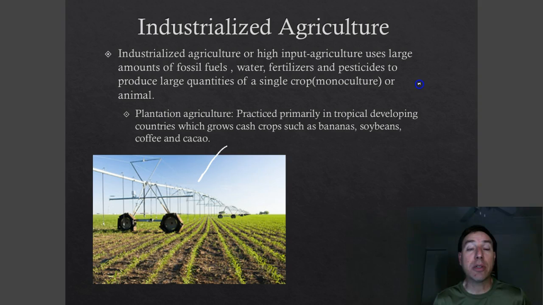Now in the tropics there's also industrialized agriculture. We call this plantation agriculture for those tropical type plants. We're talking about soybeans, coffee, bananas, coconuts, and chocolate, which is cacao here.